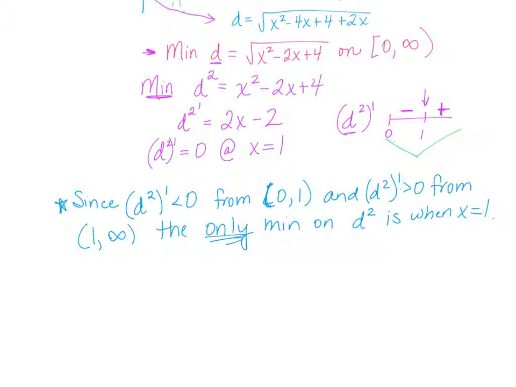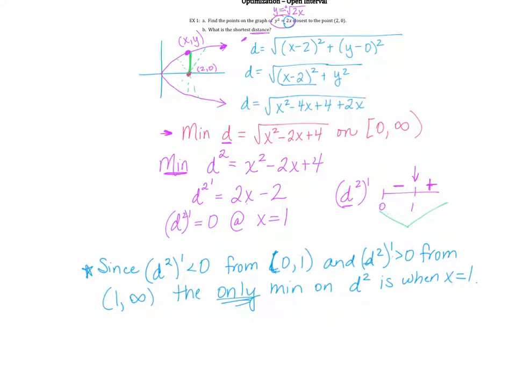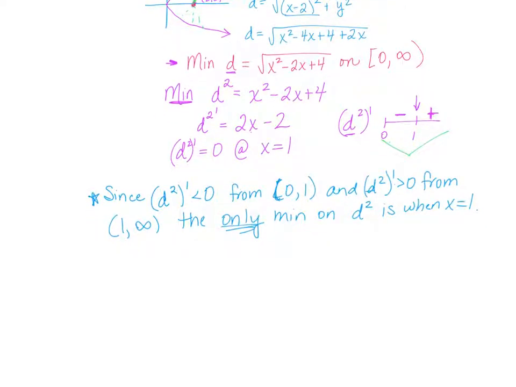Since your derivative is less than 0 from 0 to 1 and always positive from 1 to infinity, the only minimum you will have is when x equals 1. Thus, it is the absolute. You have just proven the absolute. Now, I have to answer my question because part A said find the points on the graph, did it not? Find the points on the graph closest to (2, 0).